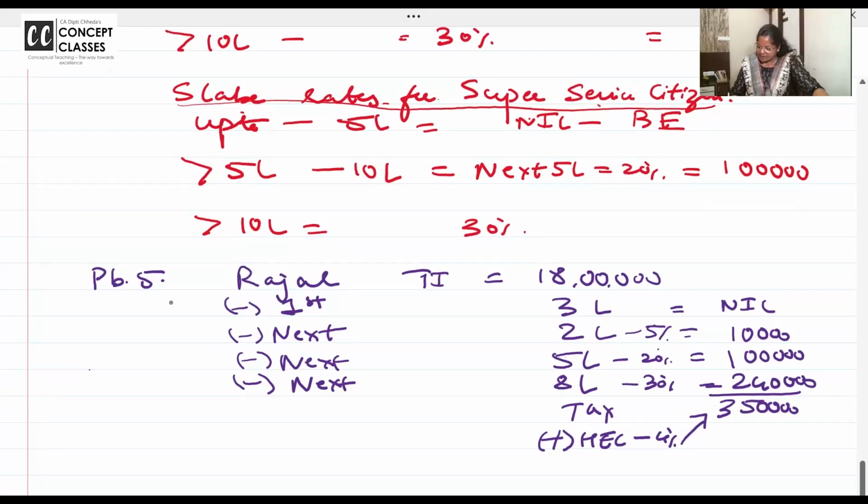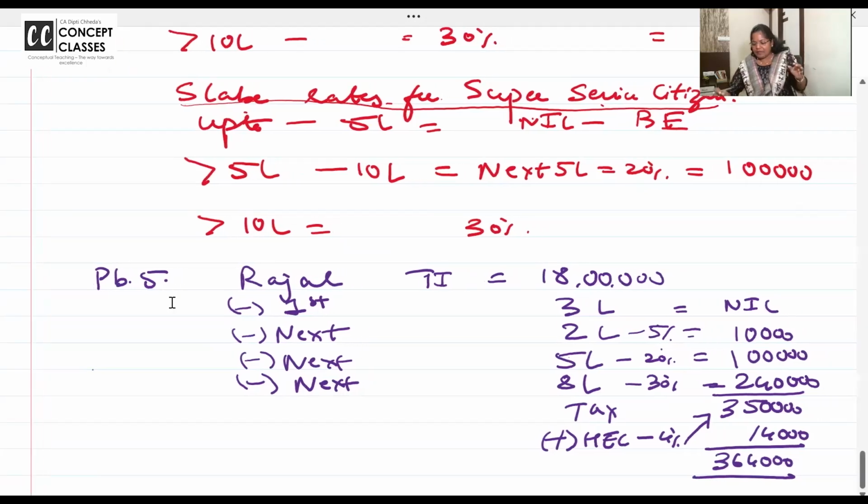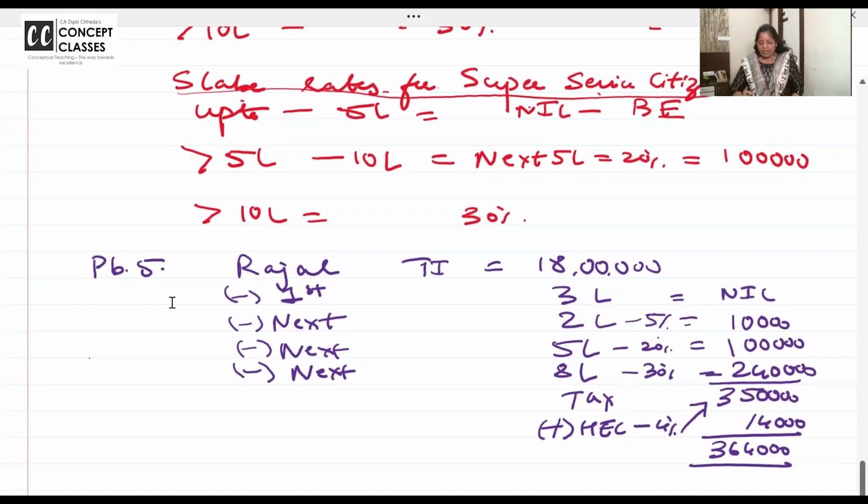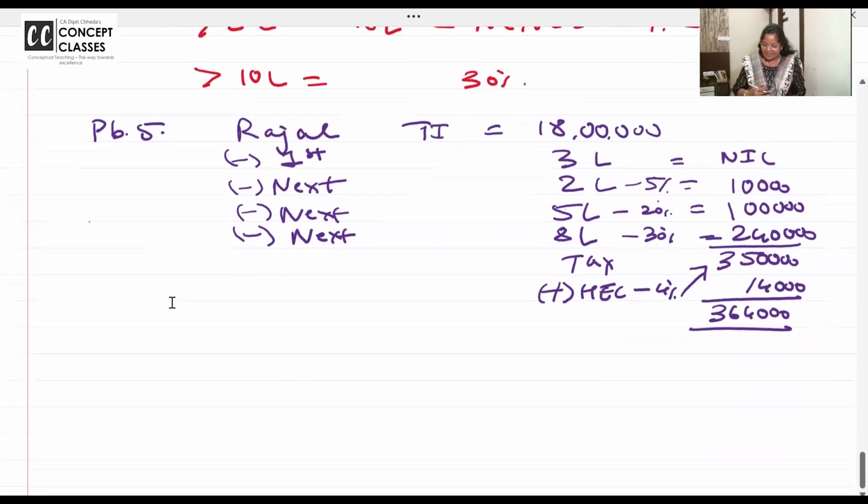4% of 350. 14,000 plus 350. कितना करेंगे? 3,64,000. Are you all with me? Yes, ma'am. 3,64,000. मेरे से फास्ट करके बैठे हैं ना आप लोग. Good, good.